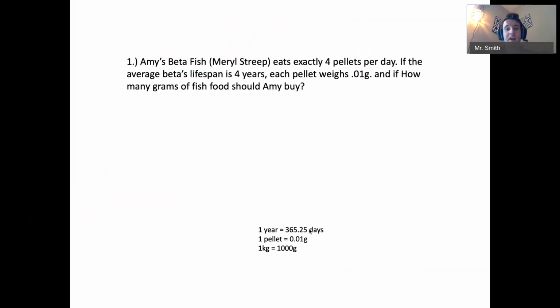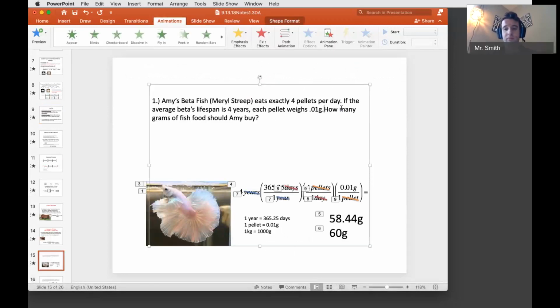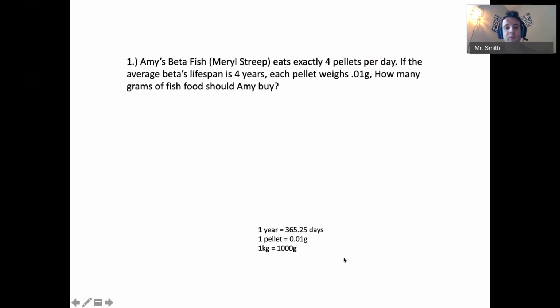All right. My wife's betta fish, Meryl Streep, eats exactly 4 pellets a day. If a betta's average lifespan is 4 years, and each pellet weighs 0.01 grams, how many grams of fish food should Amy buy? That's a great question. There's a little typo there. All right, that typo is fixed. Well, bam. So, a couple things we know. We know 1 year has 365.25 days. We know 1 pellet equals 0.01 grams, and we know 1 kilogram is the same as 1,000 grams.